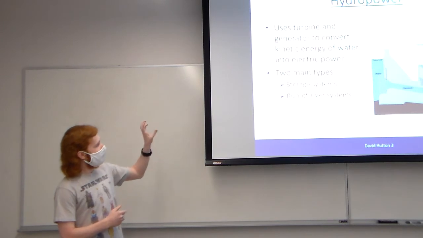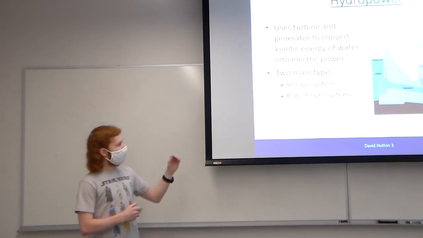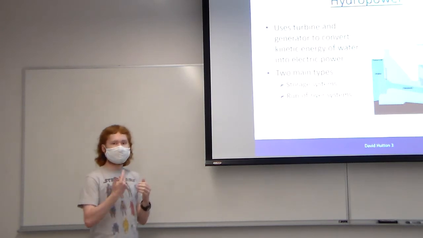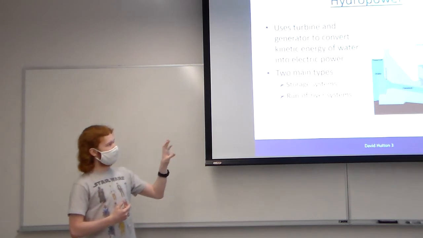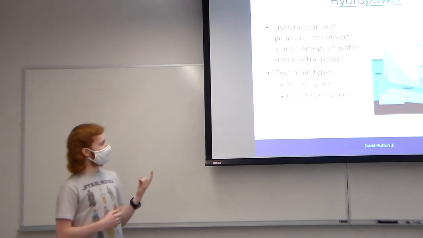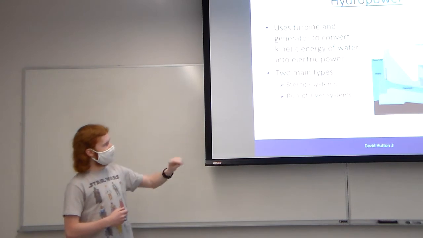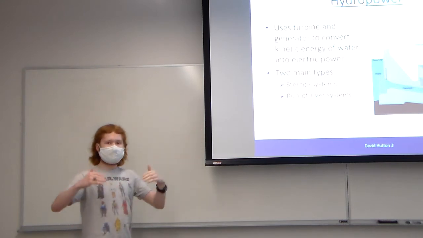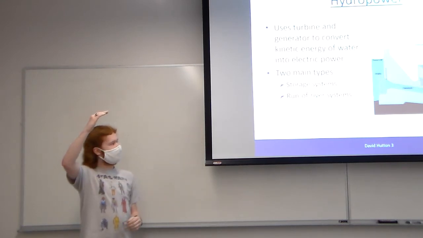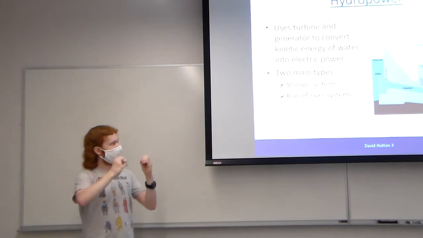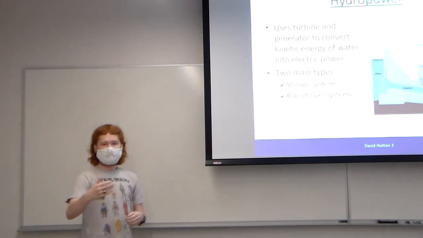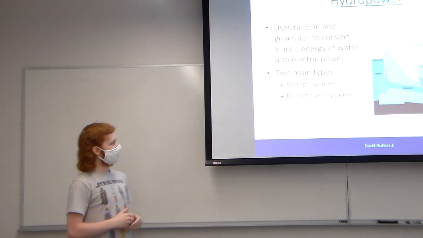For hydropower, you're basically moving water past the turbine, which spins that shaft and then interacts with the generator to produce electricity. There are two main ways to do this. In that diagram over there, you can see the storage system, where you have a large reservoir and a large head on one side of the turbine, and you release the water, it flows downhill past the turbine, and therefore produces electricity.